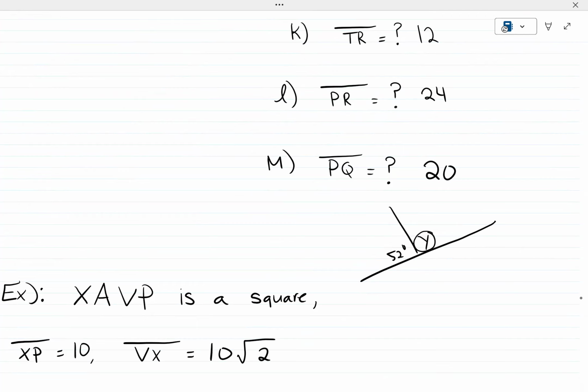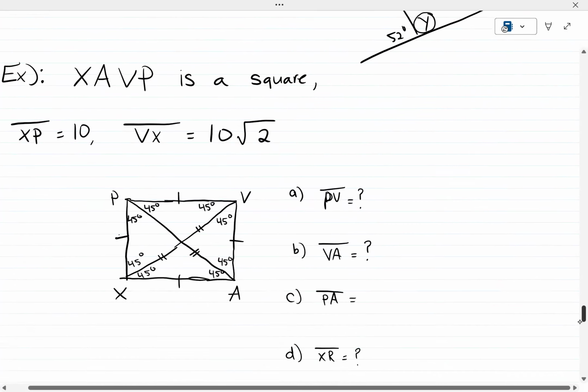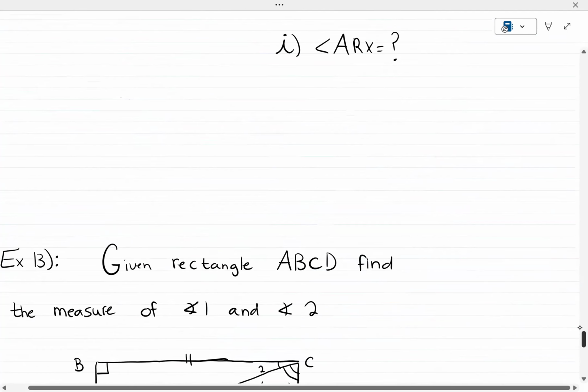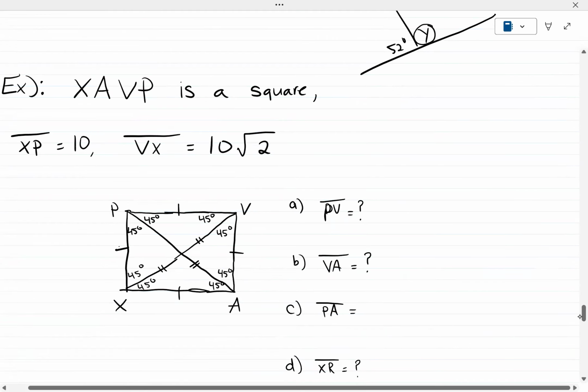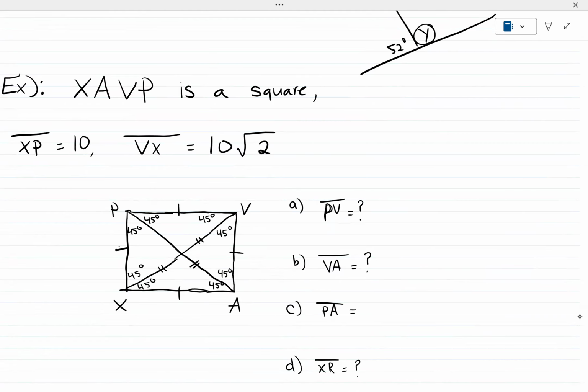Okay, let's move on to the next example. So the example says XAVP is a square, and the length of XP is 10, and the length of VX is 10 radical 2. And we have to find all these.